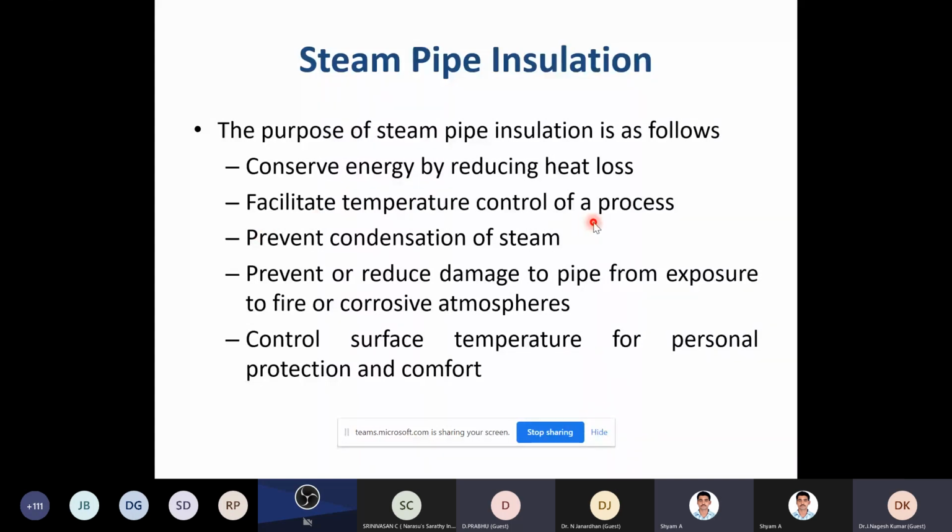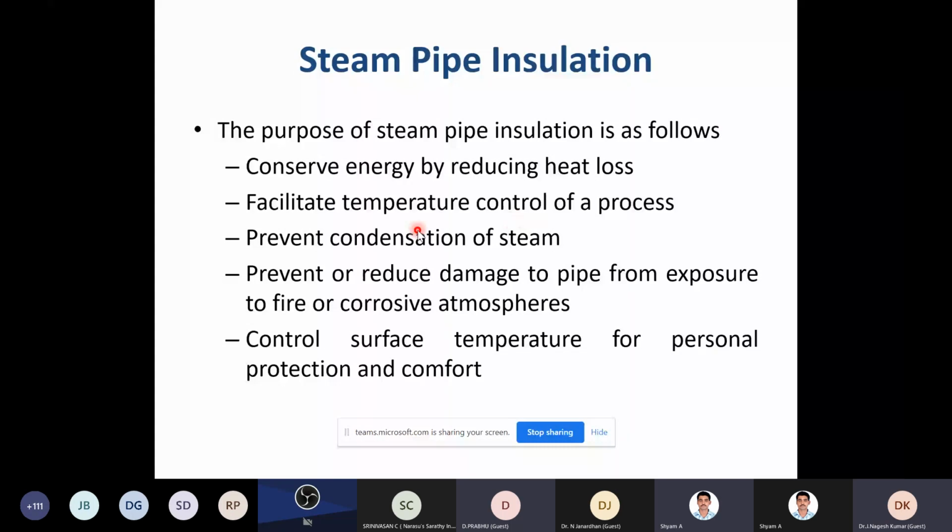Suppose the boiler you start at 173 degrees centigrade. As you keep on going in the pipeline, gradually temperature becomes less, it becomes 160 by the time it enters the process. Then your process is going to suffer. It is not getting the required temperature. So to avoid that loss, you have insulation, then the difference between the boiler and the end user will be very marginal.